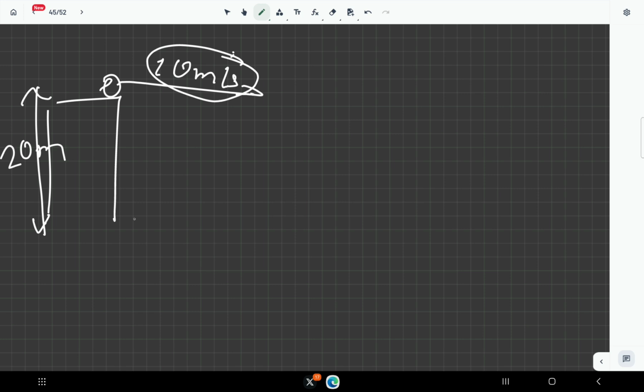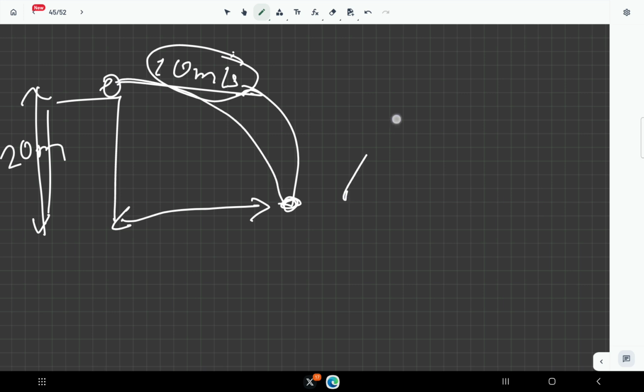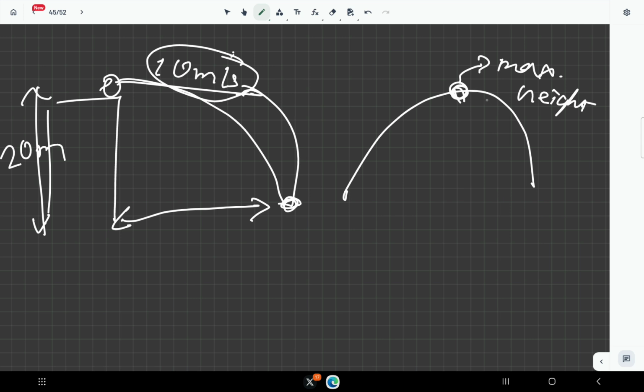Now we have to find the range or the displacement where this ball will fall. This is half of the parabola, where this will be our maximum height. So this is the only part that it's going through, this part.